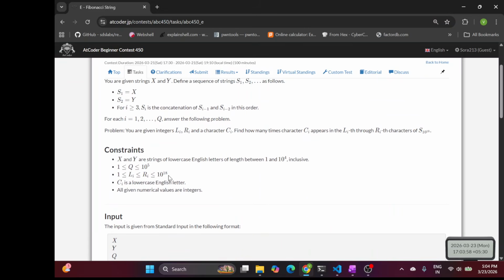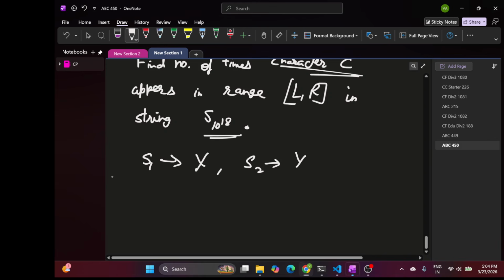and our L and R is also between 1 and 10^18. But the thing is, our S of 10^18 string would definitely have too many characters, right? It will have many characters, a lot more than 10^18, right?